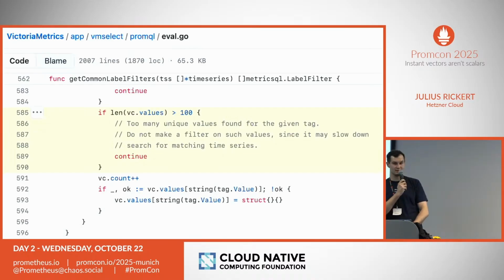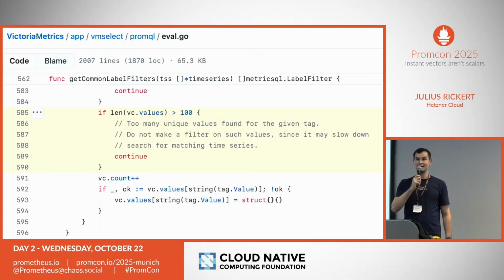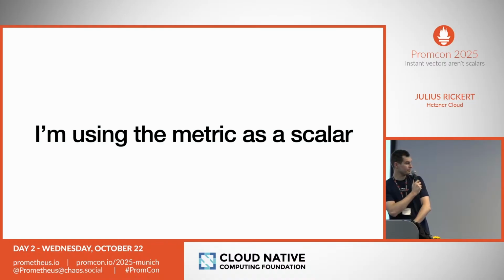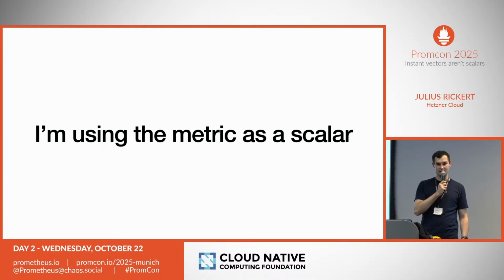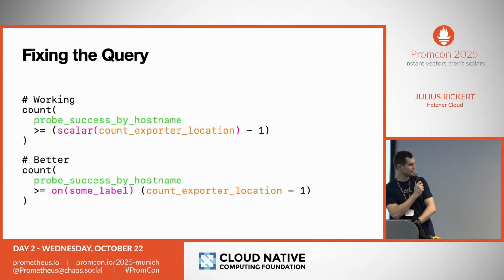Why did it work until I zoomed in? That's because there's an optimization that only applies if you have less than 100 unique values. So when you zoom in, you have fewer values, and then you don't get any data back. I was using a metric, an instant vector, as a scalar, and that shouldn't have happened. Then I can add a scalar function, and then it works.